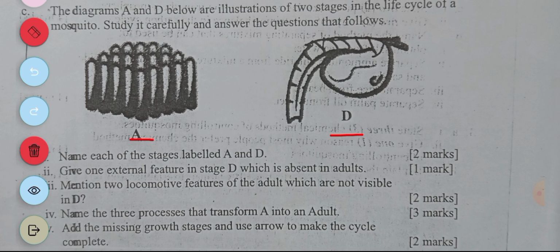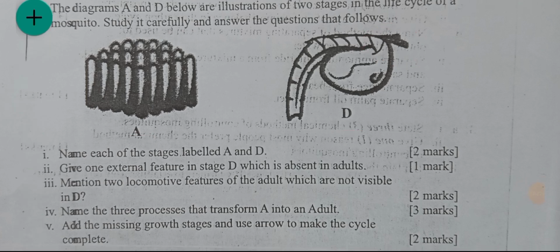Then it says give one external feature in stage D which is absent in adults. So we have the breathing trumpet, which is used for exchange of gases when it's in the stagnant water. Then it says mention 2 locomotive features of adults which are not visible in D. So the 2 locomotive features, we have wings and then legs or appendages.